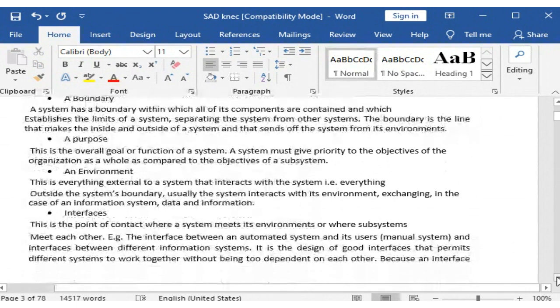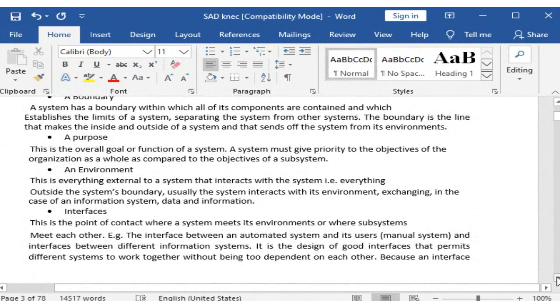Purpose. A system has a purpose. This is the overall goal or function of a system. A system must give priority to the objectives of the organization as a whole as compared to the objectives of a subsystem.